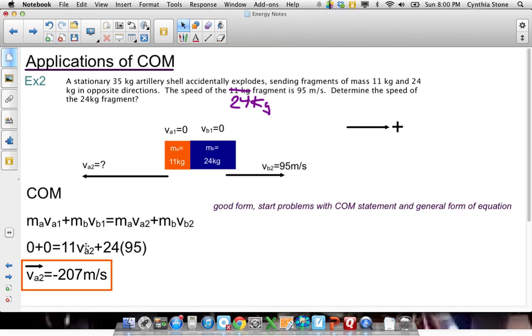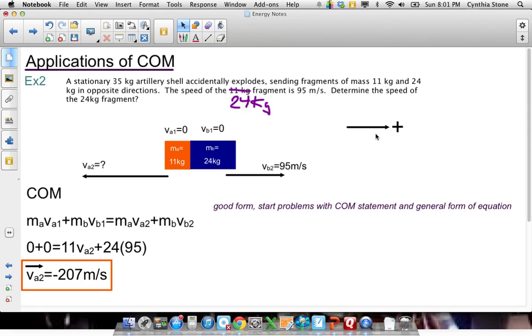So, before you can see the answer here, you pretend you can't see it. You should predict beforehand that the smaller piece has got to be going faster, because they're going in opposite directions. The end momentum has to be 0. The overall momentum has to be 0. So it starts at 0, right? So it's going to be 11 for the mass of A, times its new speed, plus the 24.